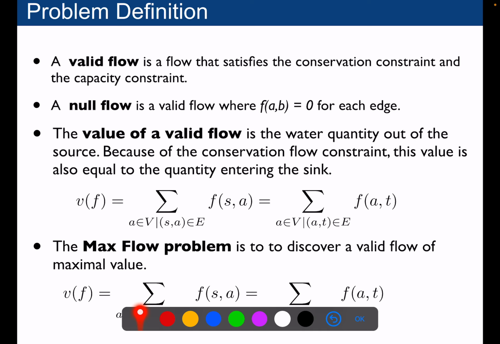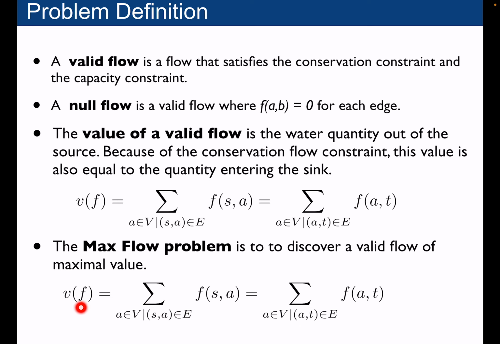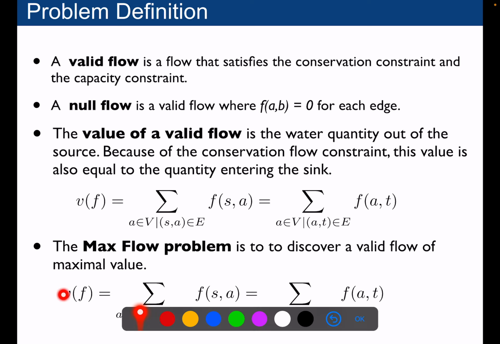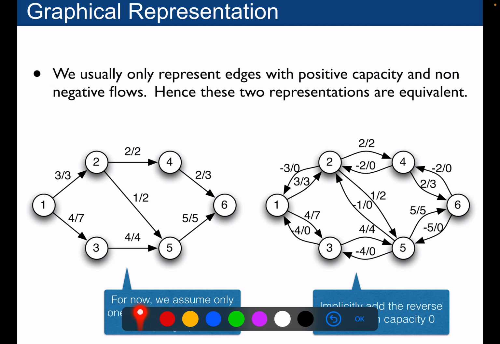The max flow problem is a problem of discovering the maximum value for V of F, the maximum value of the flow in your graph. That's the one that you want to maximize. So that's a graphical representation. That was our solution with a value for the flow of 7.